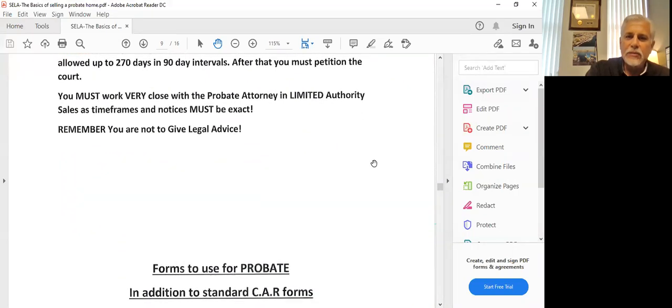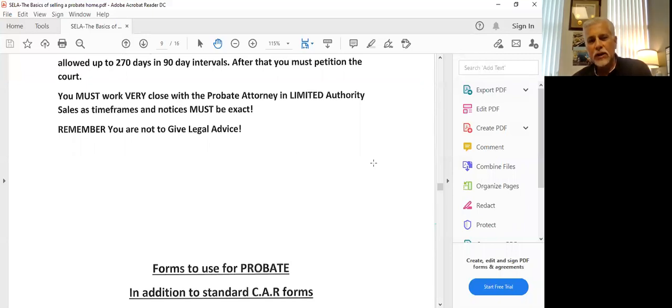When you're with a limited authority, you'd better be very close to that attorney. Don't be talking to the seller, because the seller is hearing from the attorney what's going on, and you may lose some translation that they don't understand. So when you're in a limited authority listing, make sure you're talking directly to the attorney.